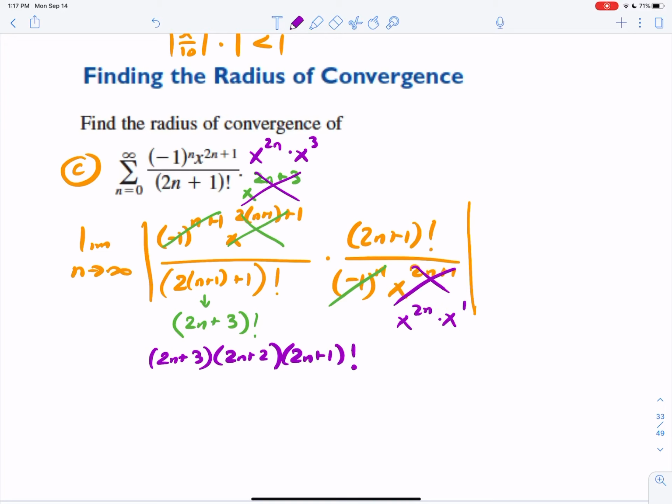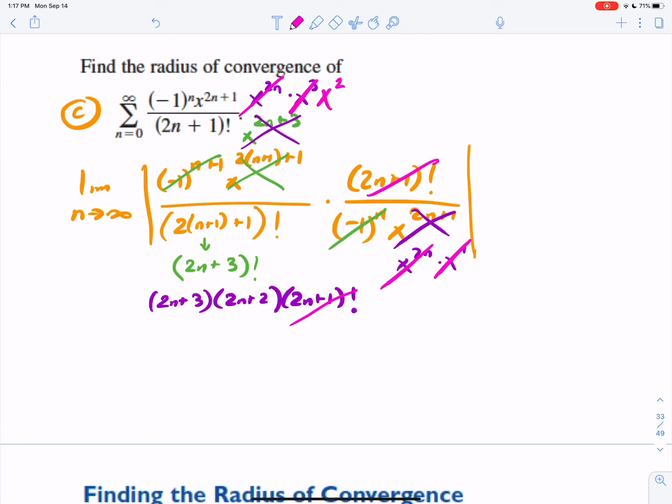Okay? Again, you got to be really organized so you can see what you have left here. So I noticed that the 2n plus 1 factorials are going to go away. X to the 2n is going to go away. And one of my x's is going to go away, giving me x squared left at the top.